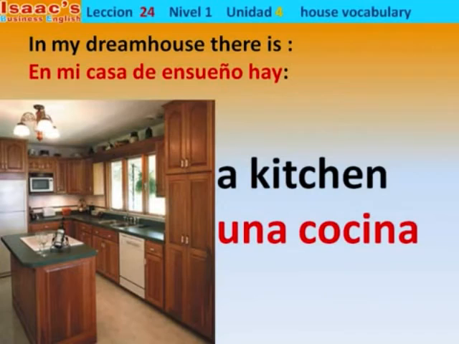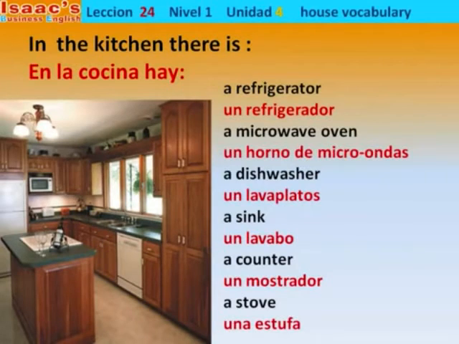In my dream house there is a kitchen. En mi casa de ensueño hay una cocina. In the kitchen there is a refrigerator, a microwave oven, a dishwasher, a sink, a counter, a stove. En la cocina hay un refrigerador, un horno de microondas, un lavaplatos, un lavabo, un mostrador, una estufa.